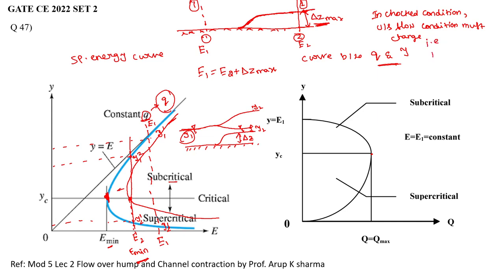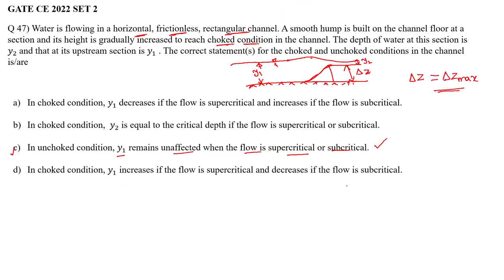That is, E1 is the initial one, and from E1 it will increase to E1 dash. So in this condition, the depth will change, in such a way that E2 will become equal to E minimum. What I mean here, let's say this is a specific energy curve. This is the initial curve.